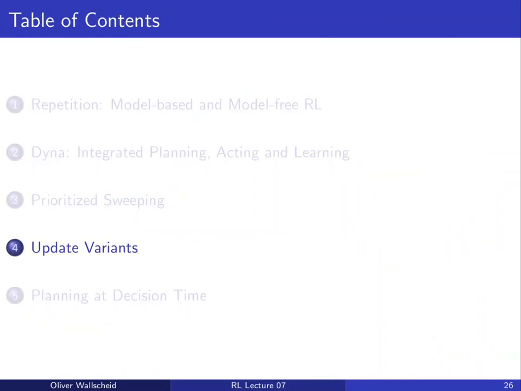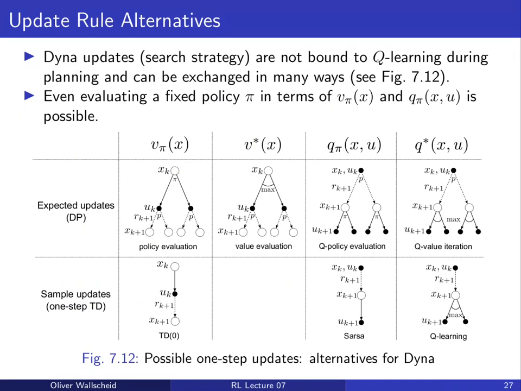Yeah, in the next section, I would like to introduce some update variants to the Dyna framework. And here especially, I would like first to highlight that, of course, in Dyna-Q, we have performed learning tasks in terms of the optimal policy based on sample updates. So this would be basically this block here. So we want to estimate Q star based on sample updates. So this was basically the Dyna framework, including Q learning, which we have evaluated in the last couple of slides.